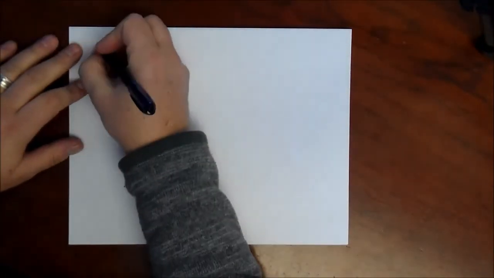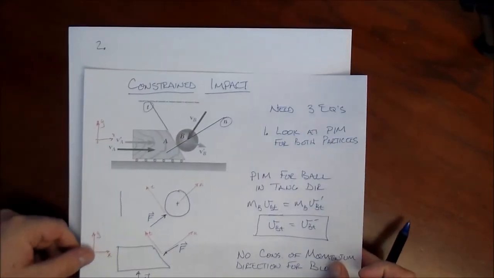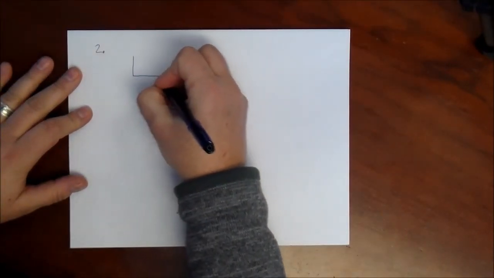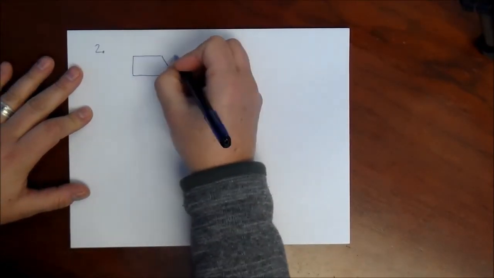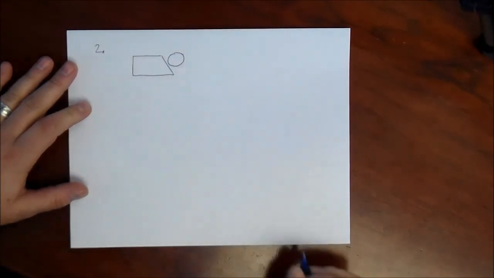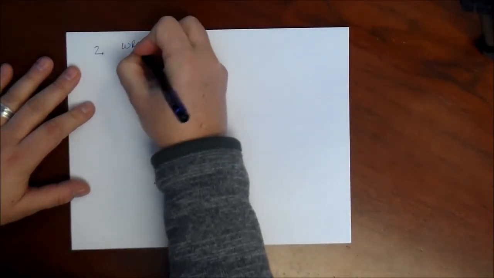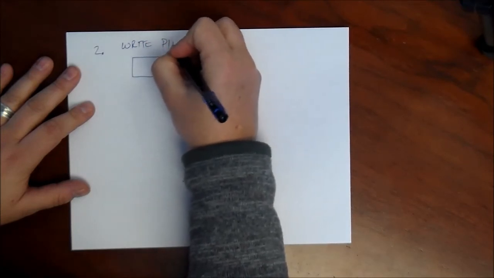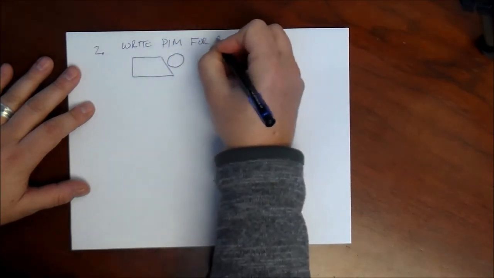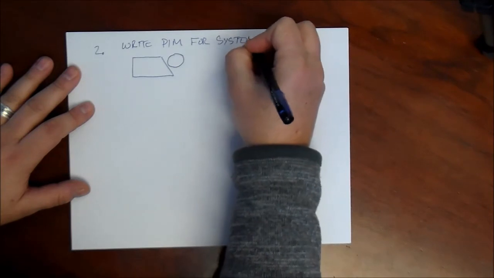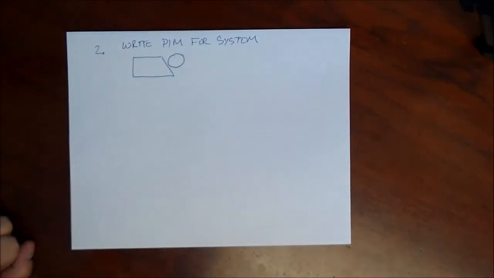So next, since we're done with writing principle of impulse and momentum for individual particles, let's write the principle of impulse and momentum for the system. Okay, so now let me go back to my system. I'll draw a new free body diagram. So here is my system, right? And I want to write the principle of impulse and momentum for the system.